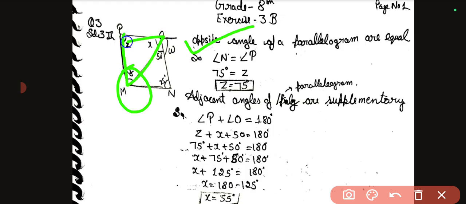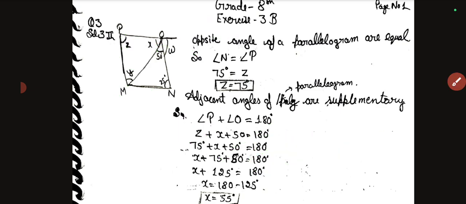This is a triangle, or you know, in a triangle sum of all angles is equal to 180 degrees. So by angle sum property, we can write sum of all angles is equal to 180 degrees. So what is the value of p? Here z plus x plus y is equal to 180. Using the value of z and x here, you can find the value of y.